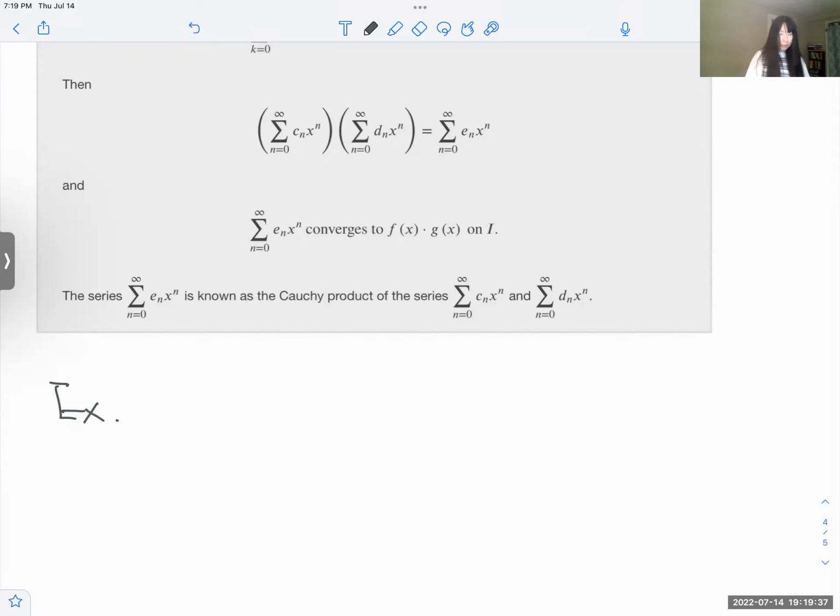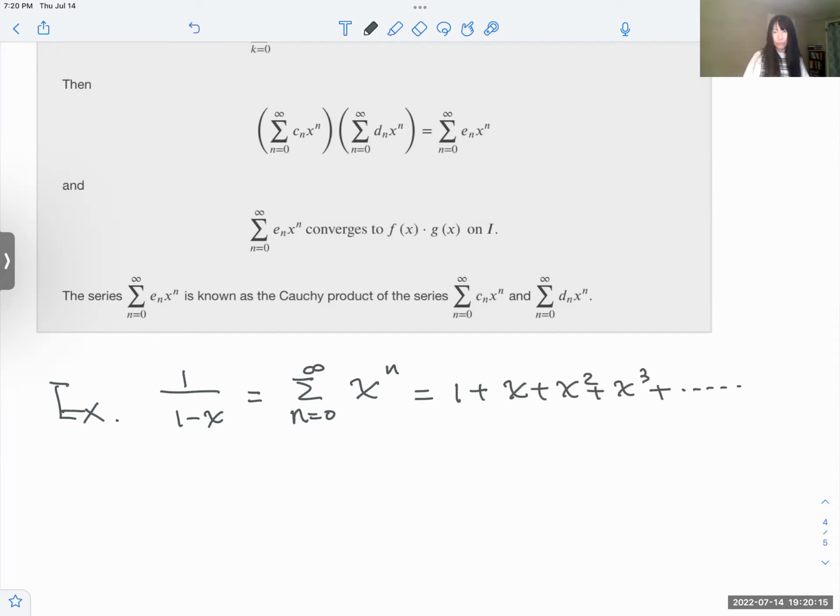So we have the function 1 over 1 minus x. Then we can express this as the sum from 0 to infinity of x to the n power. And we know how to express this term by term, right? So when n equals 0, we have 1. When n equals 1, we have x. So this one is like that.